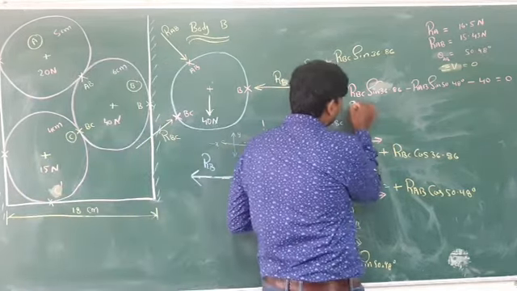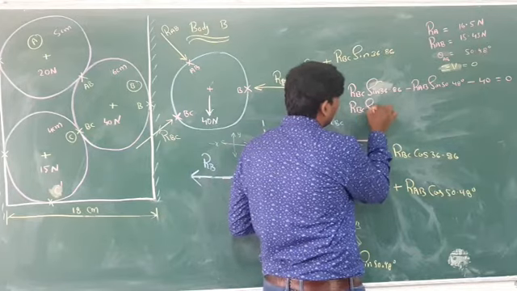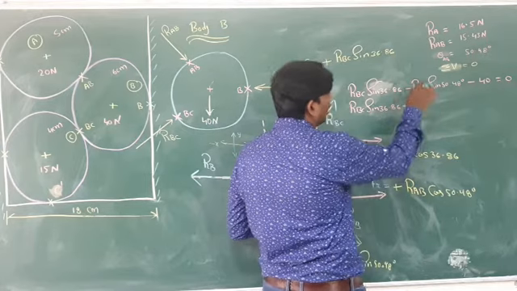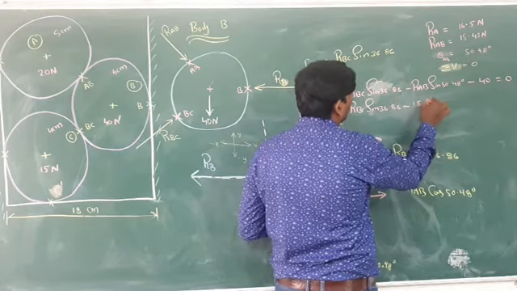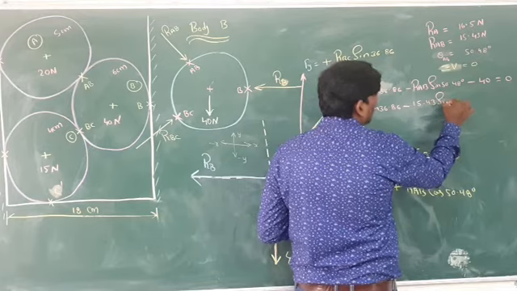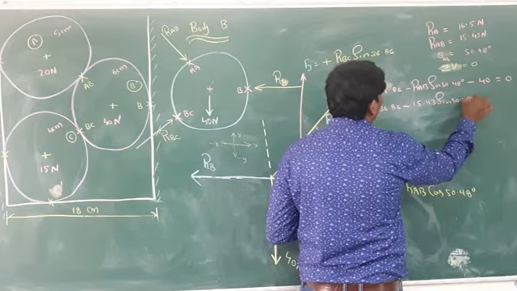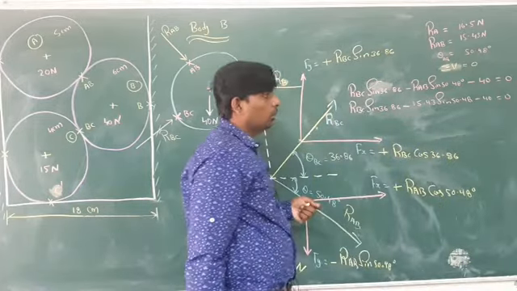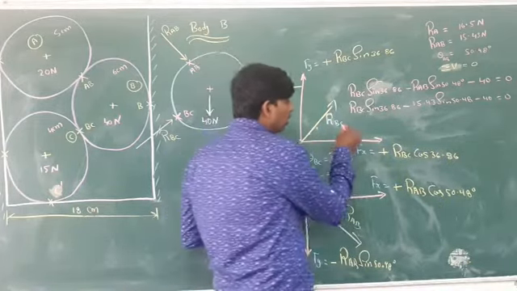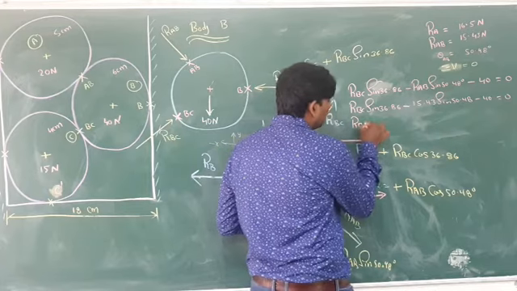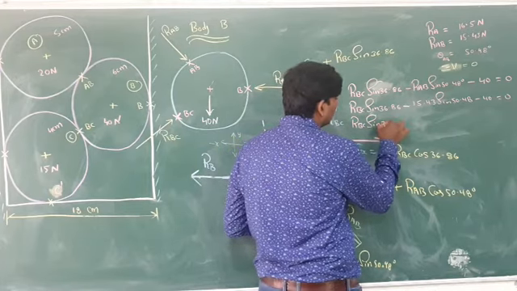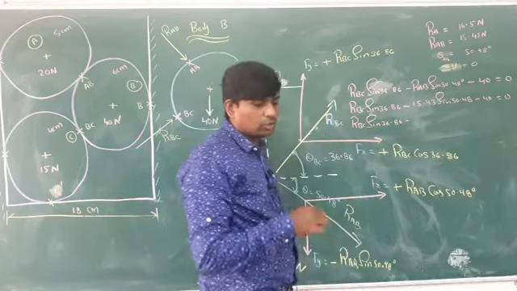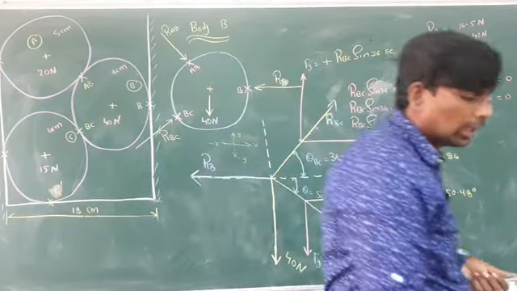Write down like this as it is. RBC sine 36.86 minus RAB value, which is 15.43 sine 50.48, minus 40 is equal to 0. After that what you have to do? RBC sine 36.86 minus, with the help of calci try to solve this one.